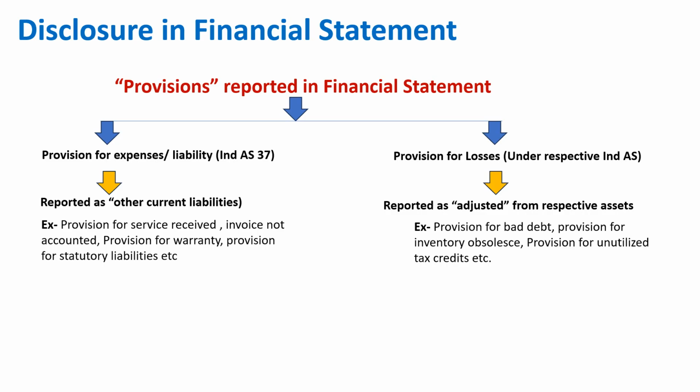Hence, it has to be adjusted with the asset, because the loss or write-off provision that is created is against one asset. Right. Hope now you are clear. Provision for expenses under Ind AS 37 is to be reported as current liabilities or non-current liabilities, but it is a liability. Whereas in case of losses, it has to be adjusted with the respective assets.